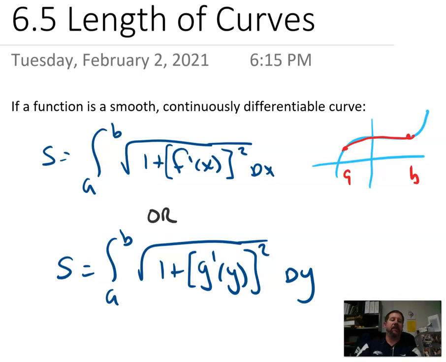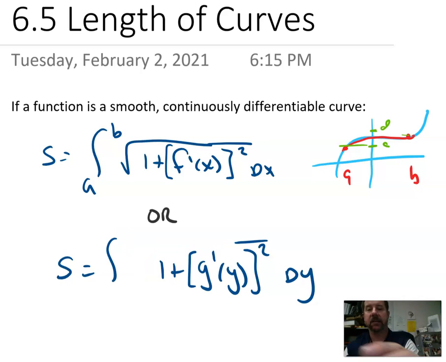This is how I'd find it if I was integrating in terms of x, which is kind of how I have this drawn. However, I could also do this in terms of y. If I use the y coordinates at these points instead, I should have maybe changed my variables. Let's call it from c to d, where c is that point there and d is that point right there. Then you could also do the integral from c to d of the square root of 1 plus g prime of y squared dy. Okay. More formulas we've got to memorize.